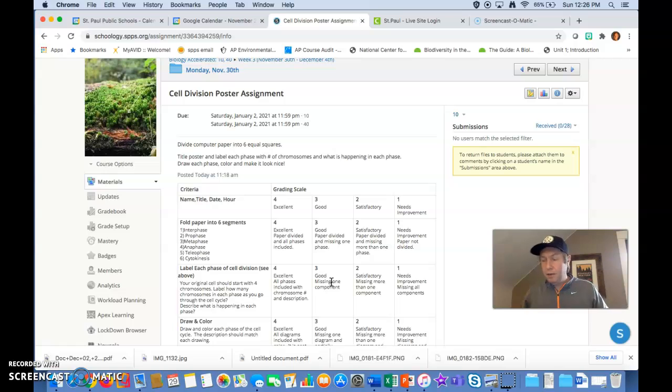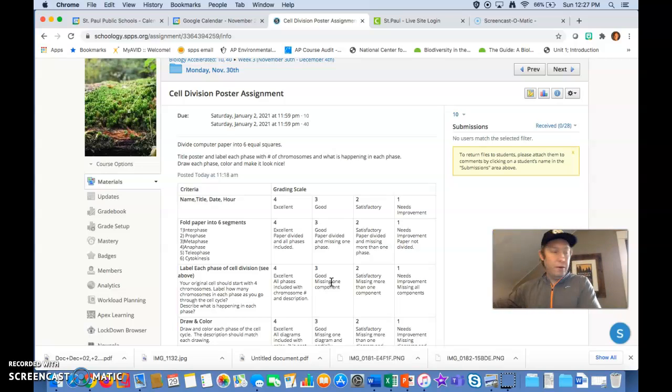The first thing you're going to do with your paper is make 6 squares, because if you think about it, we're going to do interphase in 1 square, prophase in 1 square, metaphase in 1 square, anaphase, telophase, and then cytokinesis last. The best way to make 6 squares is to take your paper, fold it into thirds, and then fold it again, so we have thirds, and then fold it down the middle, okay? I already did this, but you can see, I have 6 squares.